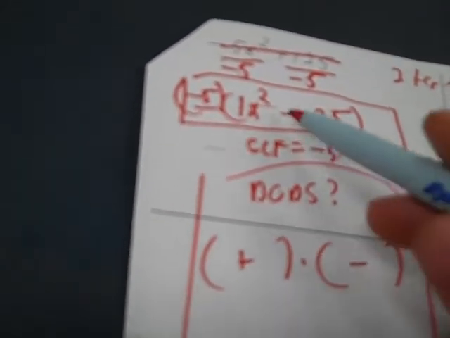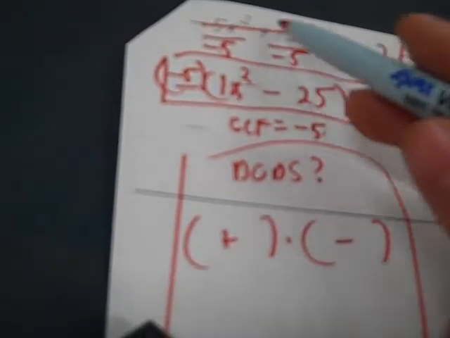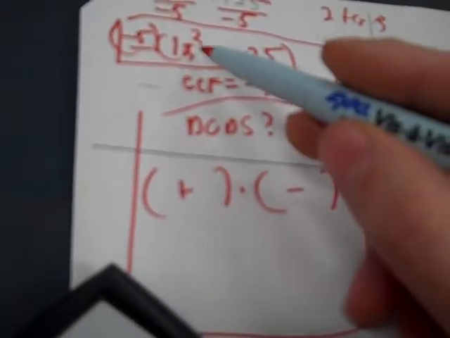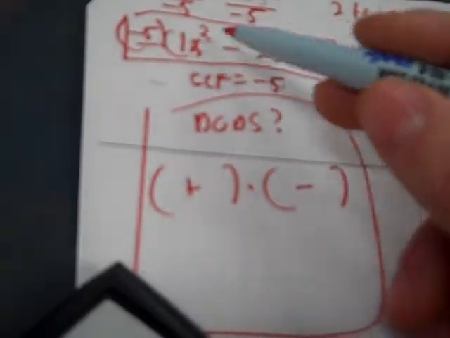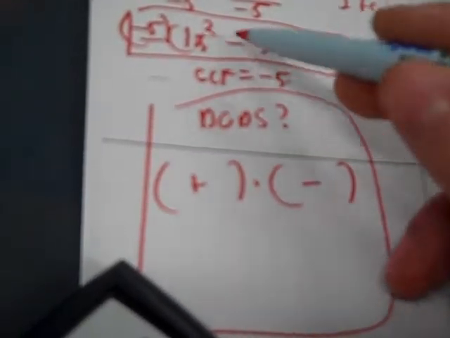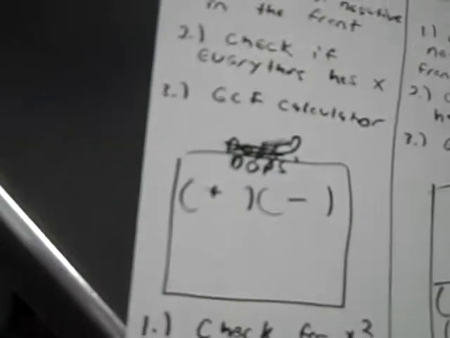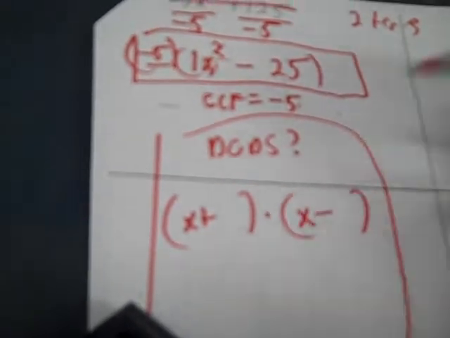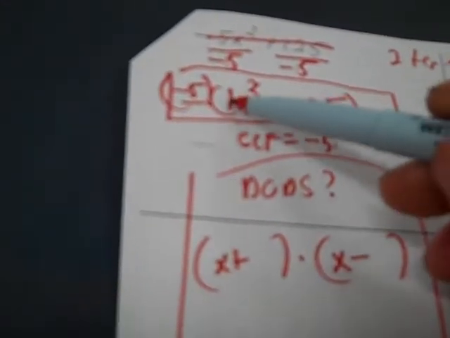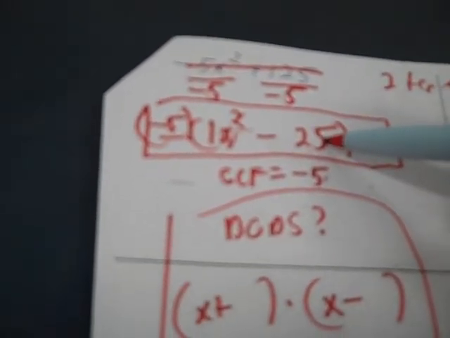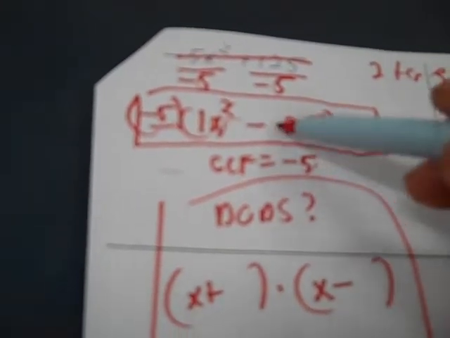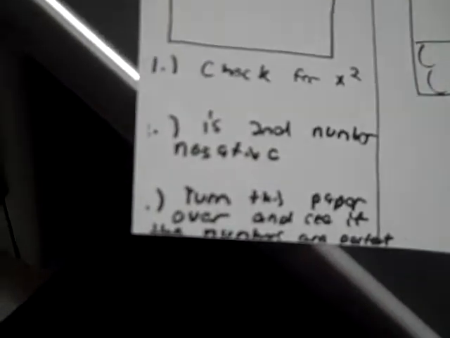Now cross that out, and now see if you have these two make a difference of perfect squares. You're not up there anymore. After you've done the GCF, now these are the two new ones. The second parentheses has what you're looking for. Okay, so check for x to the second. It's there. So x, x. Okay, is your second number negative? 25 is the second number. It's negative. Okay, so I keep looking.